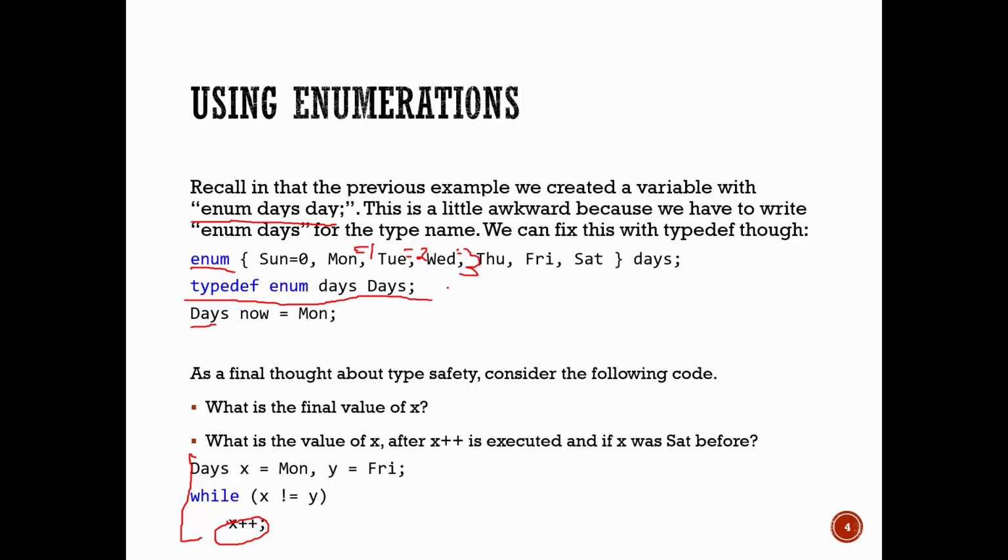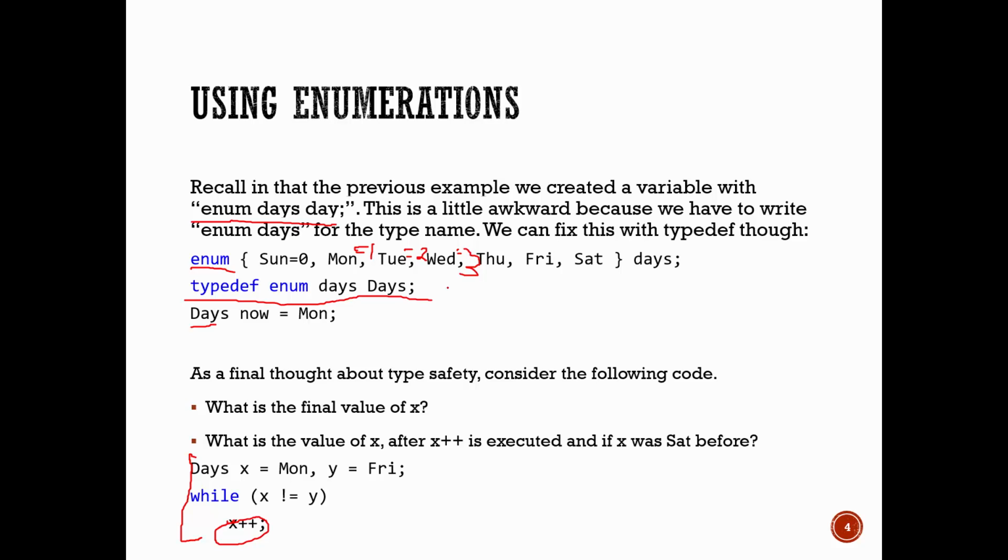Let's look at that last bullet point. What is the value of x after x plus plus is executed if x was Saturday before? Well, you can think, okay, I have my variable x of type days. It's originally Saturday, which is set equal to 6 initially. What happens if I do an x plus plus on it? All of a sudden that value behind the scenes at 6 becomes a 7. So you've somehow gotten out of your set of enumeration values. Now you have a variable that contains the number 7, but 7 doesn't map to any of the actual days of the week. So that is a potential problem.